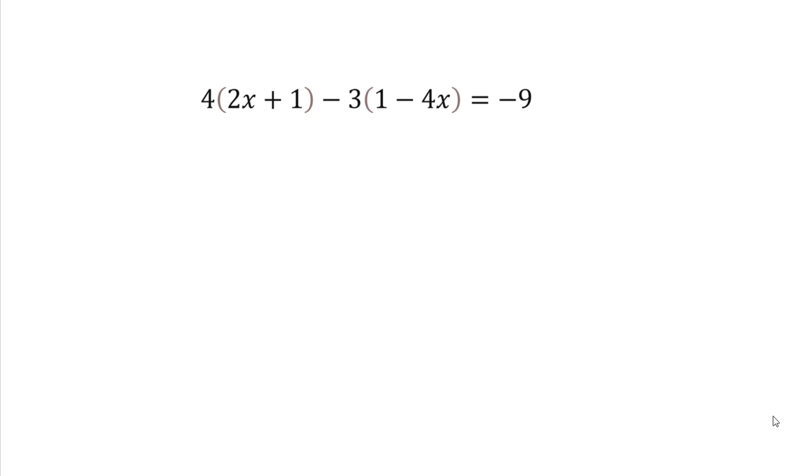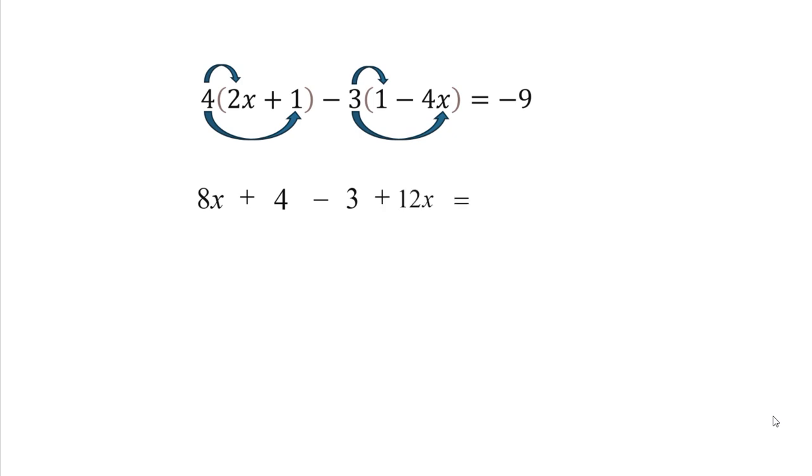Our next example question. 4 times 2x gives us 8x. 4 times 1 gives us 4. Negative 3 times 1 gives us negative 3. And negative 3 times negative 4x gives us a positive 12x. On the other side of the equation, we'll just keep our negative 9.